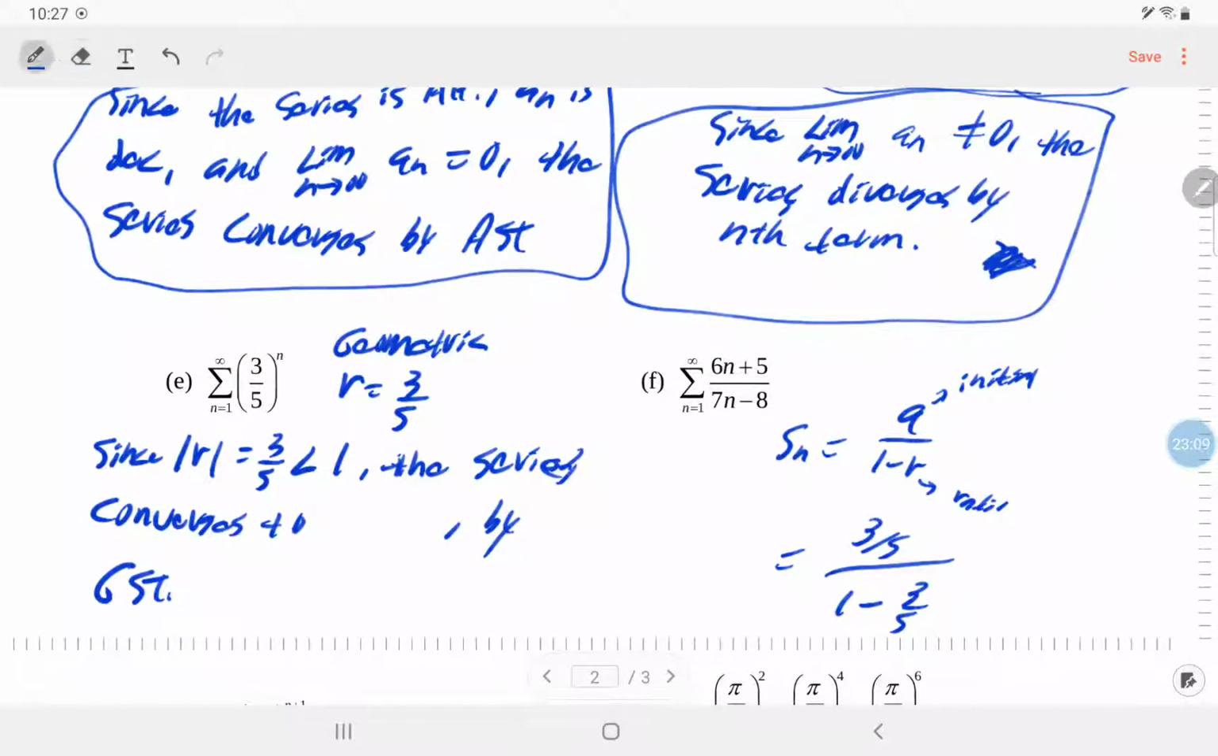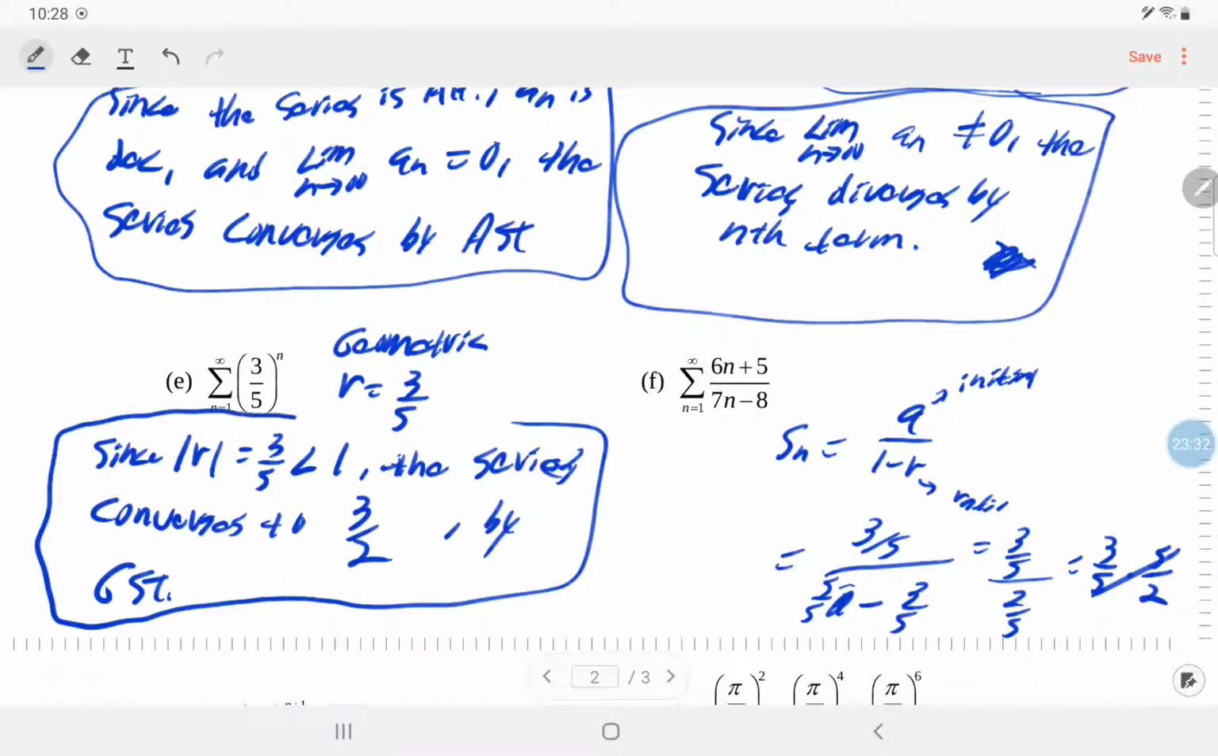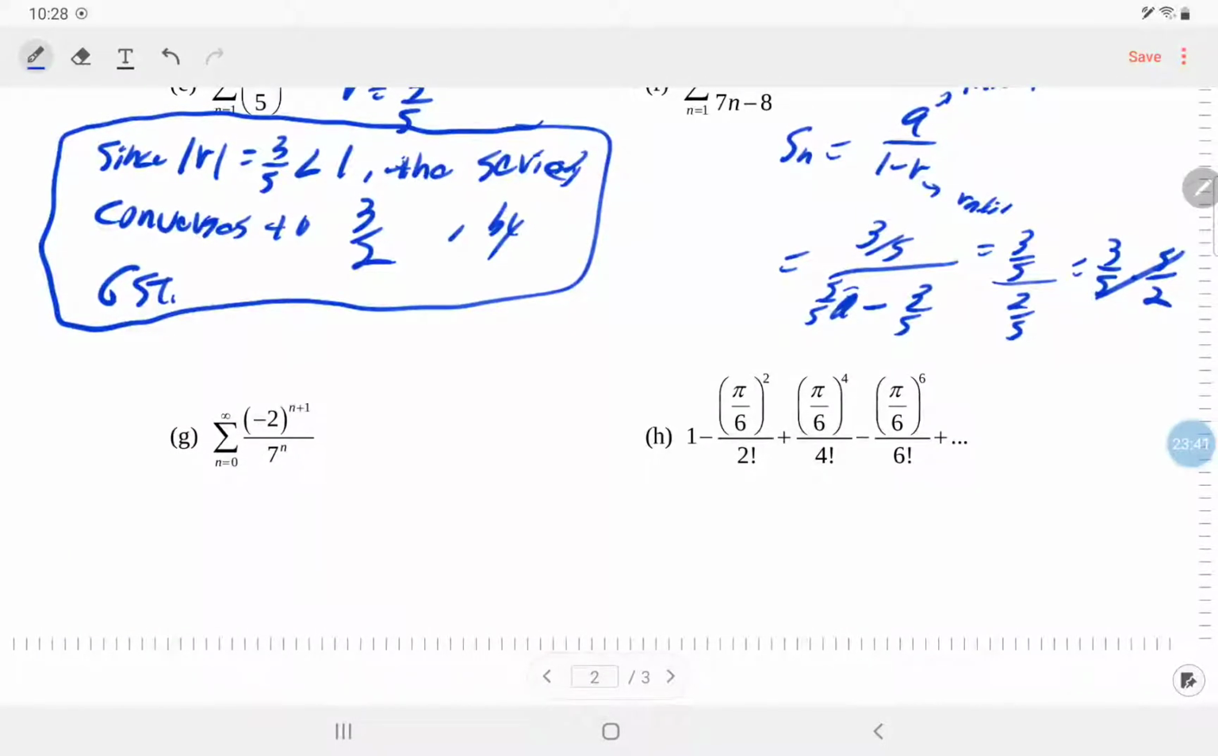So that's my initial term. Now I do a little algebra. That's 3/5 over, again, the 1 I can rewrite as 5/5. So 5/5 minus 3/5 is 2/5, which gives me 3/5 times, copy, change, flip, converges to 3/2. So if you get a geometric series that converges, you can actually say to what it converges by your geometric series test. Okay, 2 more to go.